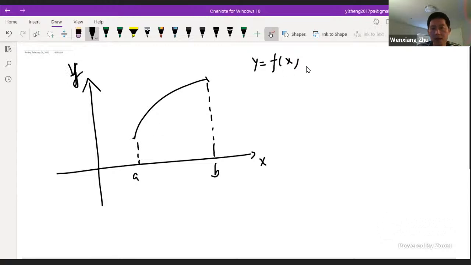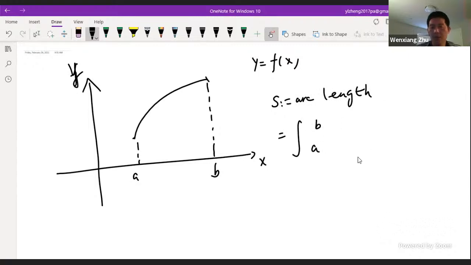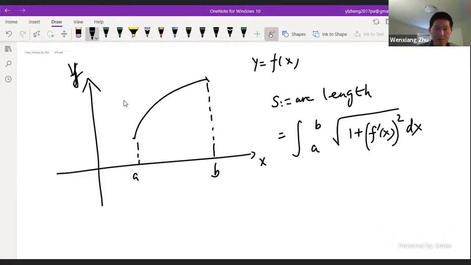The arc length of the curve, typically we use the letter S for arc length. In this case, you can do an integration from A to B of the square root of 1 plus f prime of x, squared, dx. So this is what we derived, and why we have this weird form right here. You take the square root of 1 plus f prime squared. Okay.